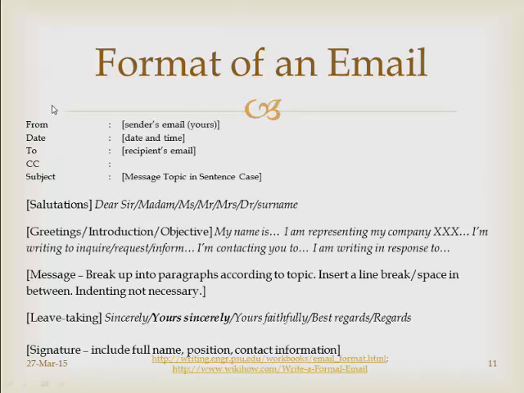So first, of course, you have the from field where it is your email first. Then you have the date, but you include the time as well, not just the date. So you have the date, write it in full if possible, and you have the time because in emails usually you have the timestamp. Then you have the to field, which is the recipient's email, and of course the CC. You can leave it blank, or if you feel it's necessary, you can include someone you want to give a copy of that email to, depending on your question or the topic or the situation given to you.